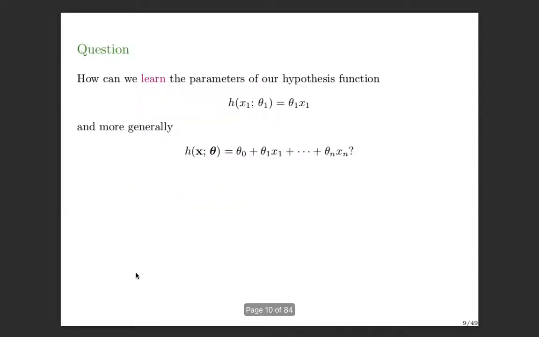But in any case, the question is, how can we learn the parameters of a hypothesis function? When I say learn the parameters, you can think in your head, how can I learn the slope of the line that best fits that scatter plot?